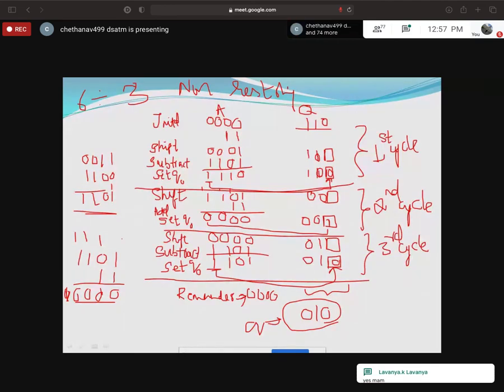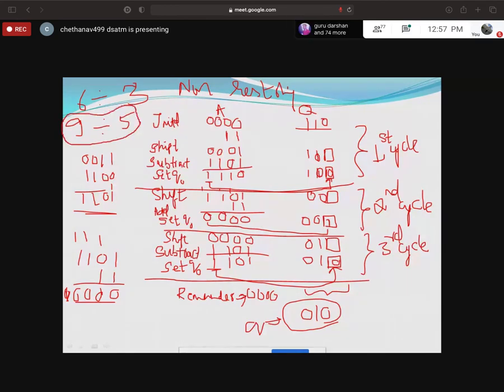You take some examples. I'll give you one problem. Okay, 9 by 5. Please do this problem, 9 divided by 5, using both restoring and non-restoring. Next class I'll ask you. Use both methods, restoring and non-restoring.